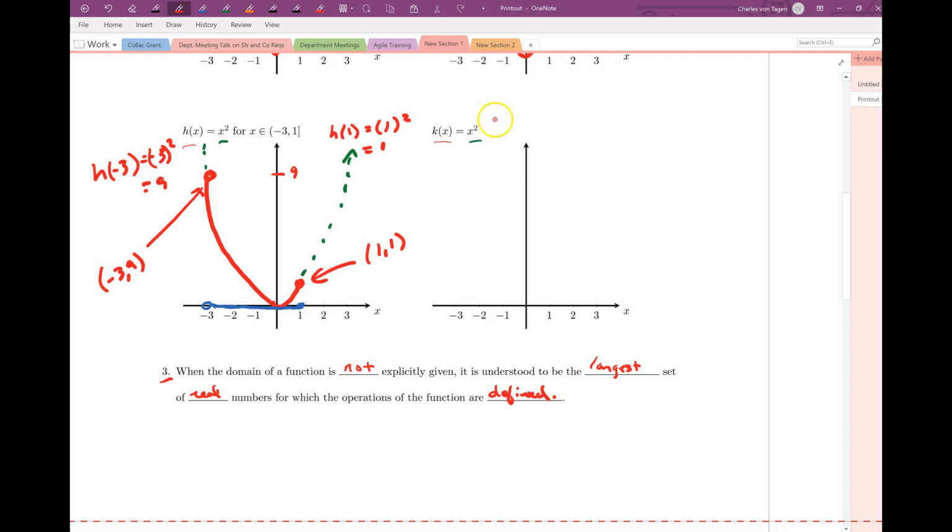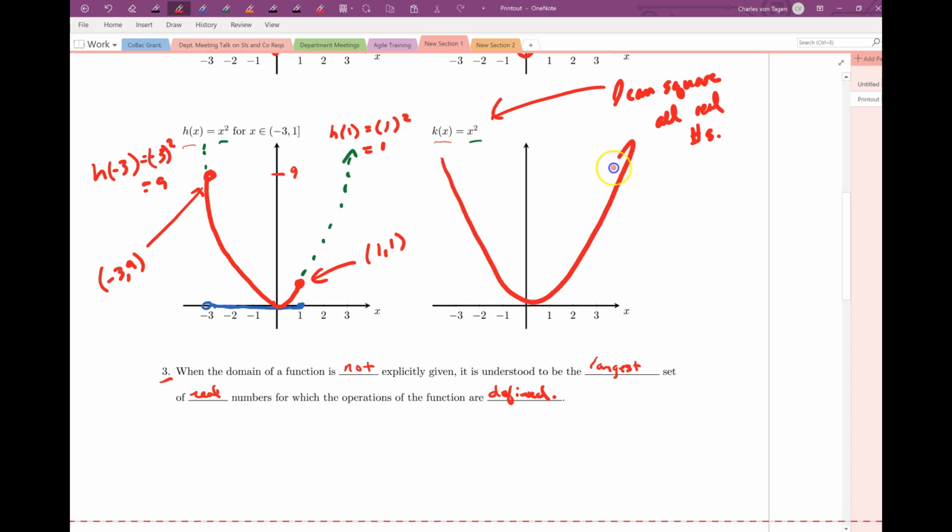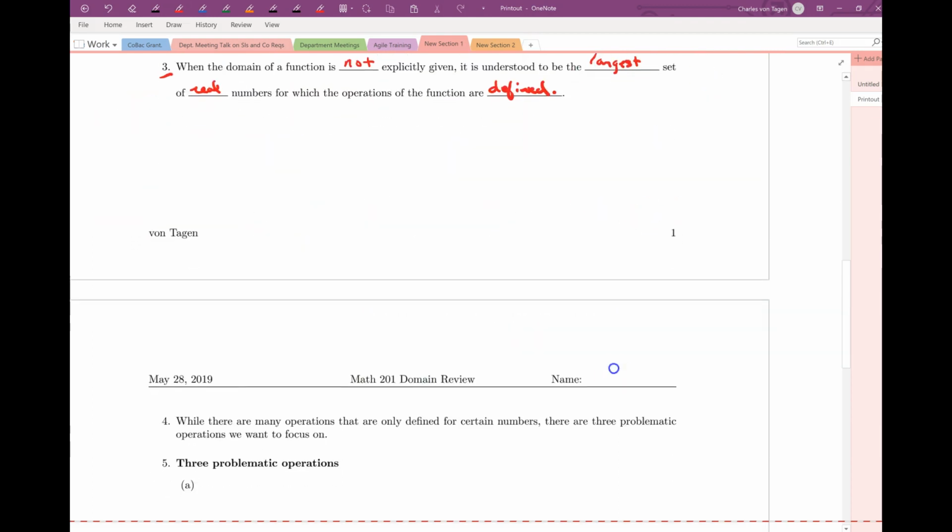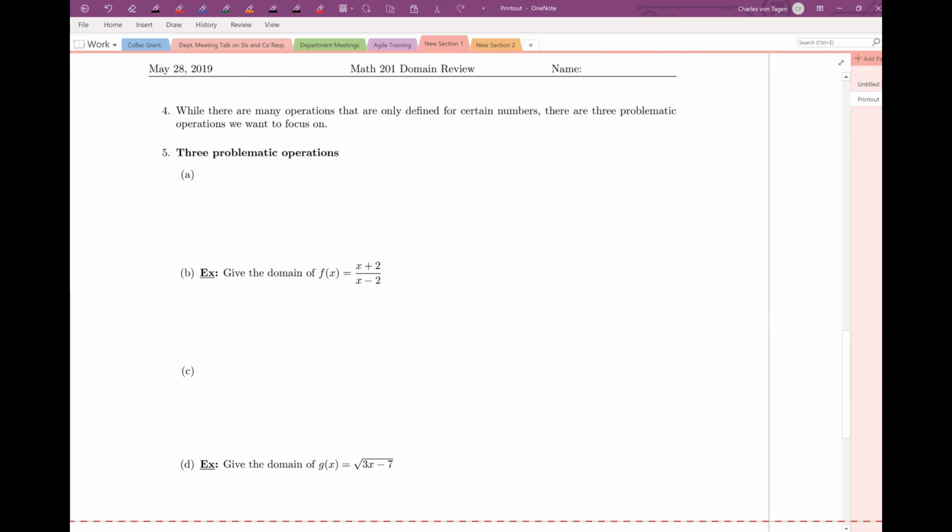Well, if we go back to this function, the x squared function, I can square all real numbers. So since I can square all real numbers, that means that the domain of this function is all real numbers. Because the domain of this function is all real numbers, when I ask you to just graph it, it's understood that the domain is all real numbers, and here we have the graph of this function. Okay, so let's move on to the next page, and this gets to the heart of what we're doing in this domain review.